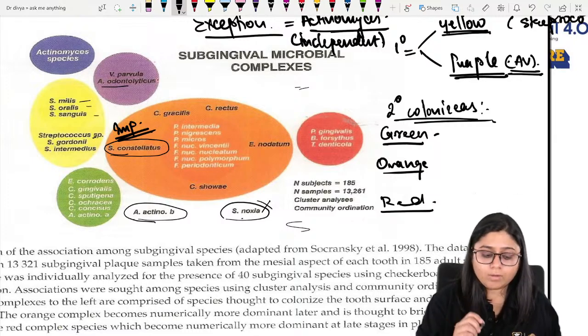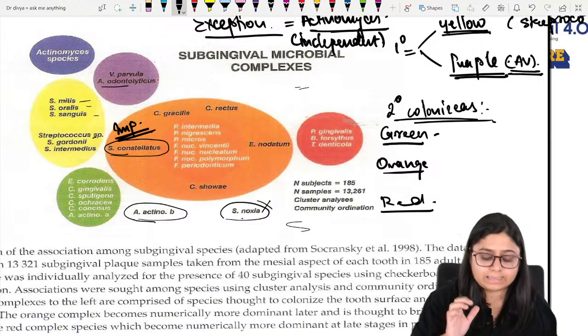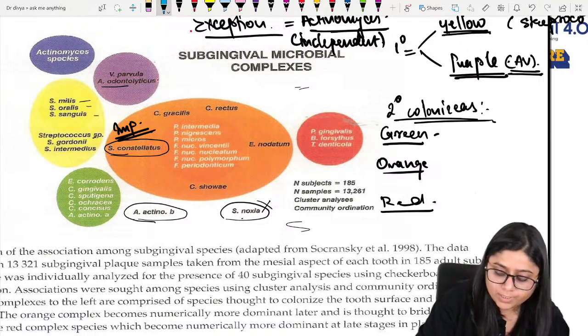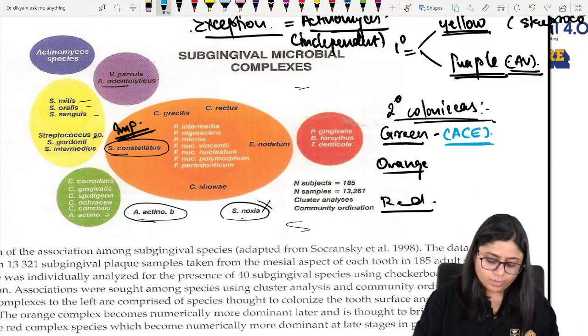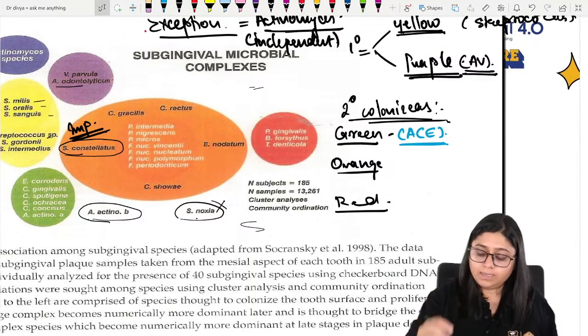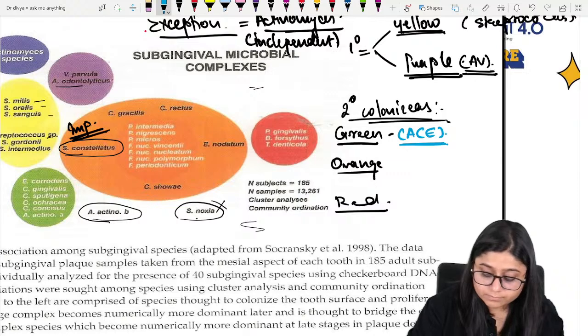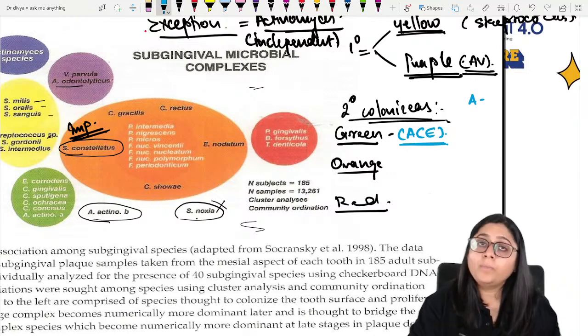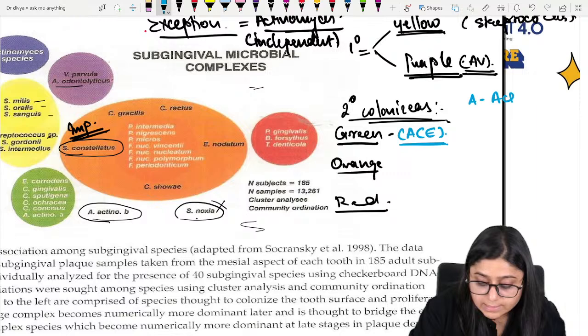So in green complex you need to remember the mnemonic ACE. The mnemonic which you need to remember is the ACE. So here ACE means, from A there is Actinomyces.